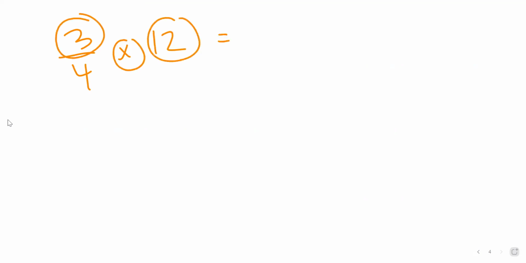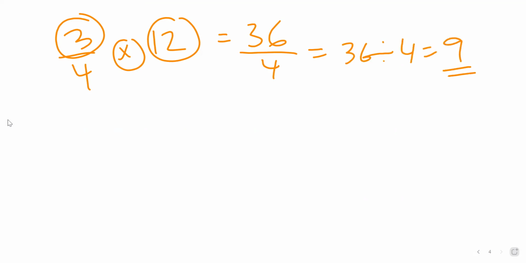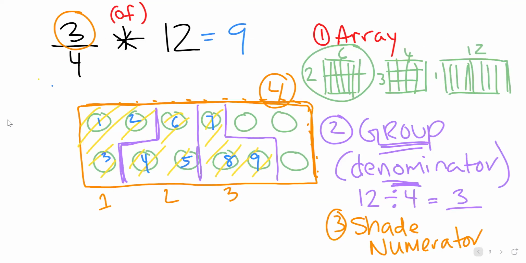Let's do this. 3/4 times 12. You've already recognized that I'm going to take 3 times 12, so that equals 36 over 4. 36 divided by 4 equals 9. Like, you have an answer, but this is the work. How do you model it to really show it? That's really what we're trying to do: build a deeper conceptual understanding of this.